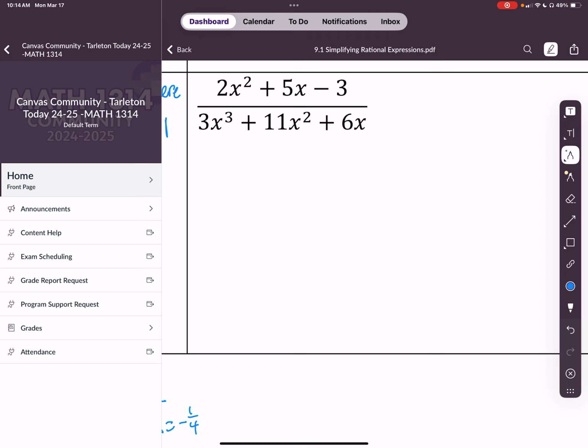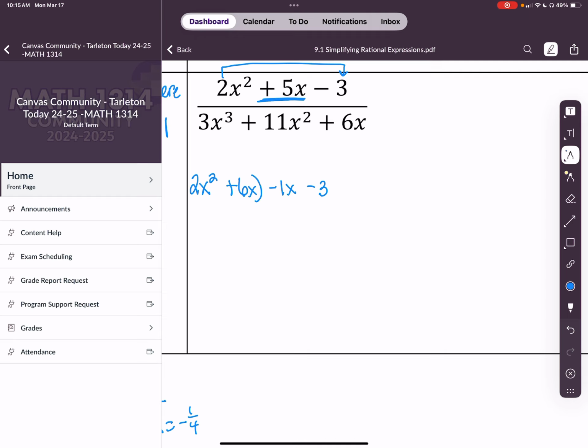Okay, so I'm going to have to do the same thing on this one. I'm going to go ahead and slip and slide. So 2x squared and then negative 3. Well, 2 times negative 3 gives me negative 6. And so whenever I break up this 5x, I need to make sure that I can multiply to give me negative 6, but add to give me a positive 5. So I can do that with positive 6x and minus 1x.